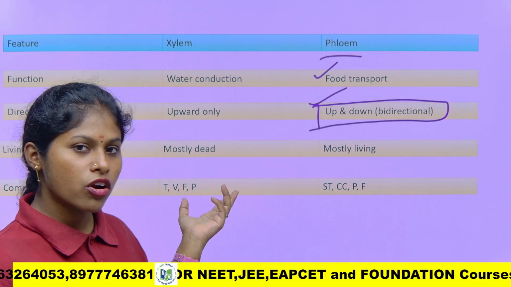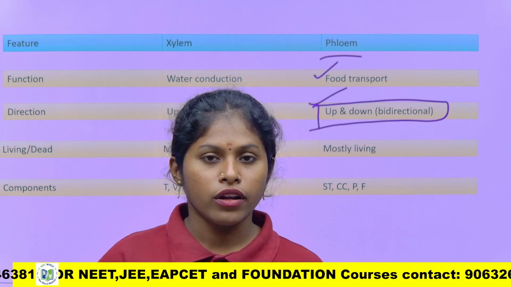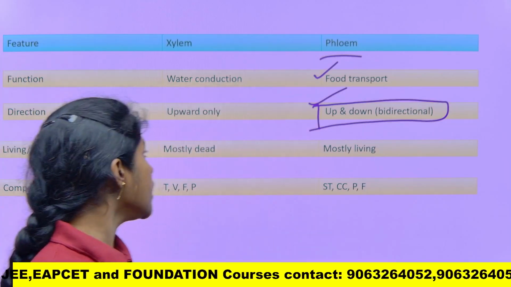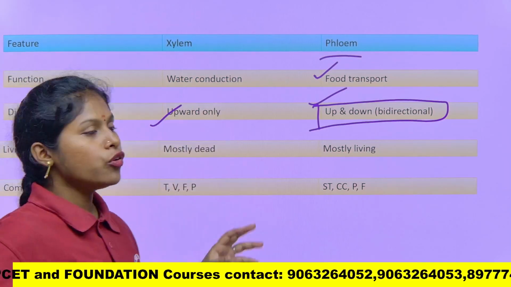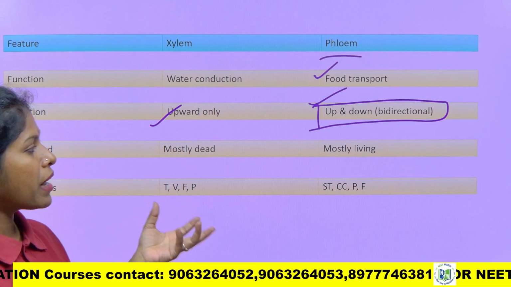But xylem is not like that, because the water is mainly poured into the ground, so the roots absorb it and it transfers to every part of the plant. That is why it is only upward direction. Here the phloem is bidirectional, the direction happens both upward and downward. That is why it is bidirectional.